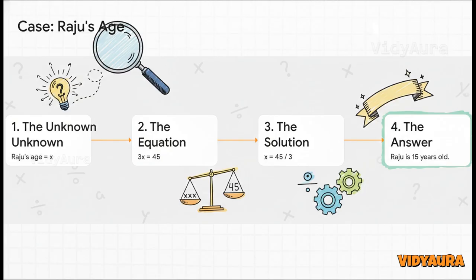Now, to solve for x, we just do the opposite of multiplying by 3. We divide both sides by 3. 45 divided by 3 is 15. So Raju is 15 years old. Case closed.